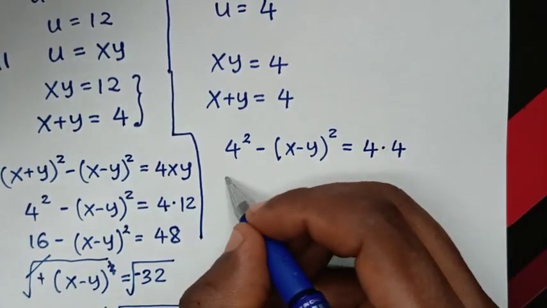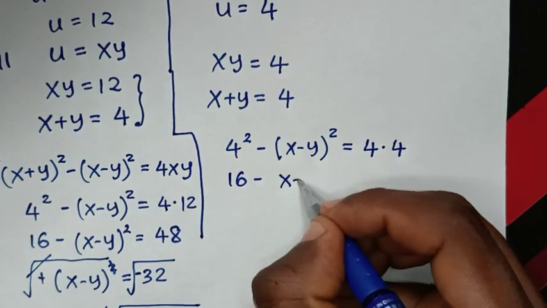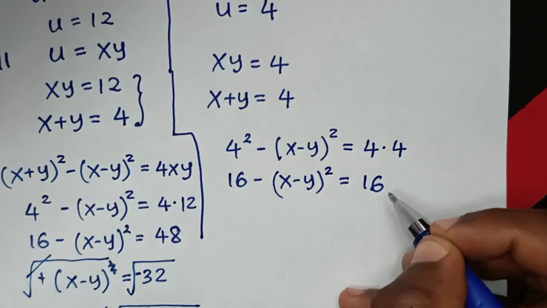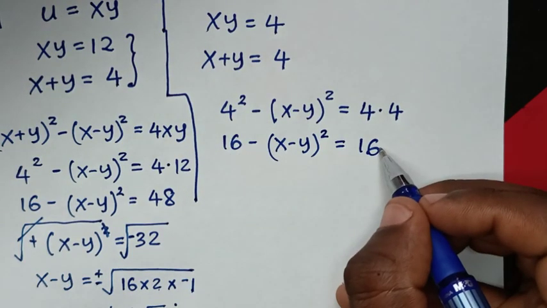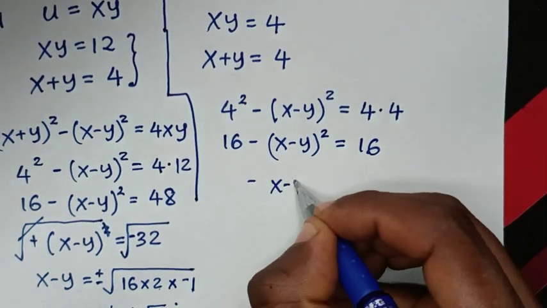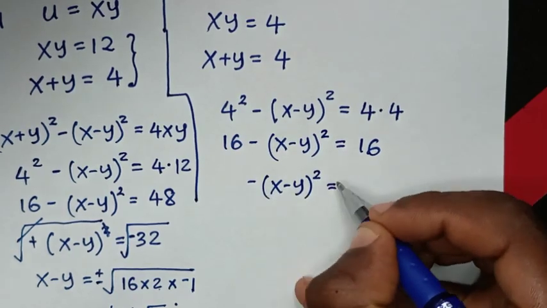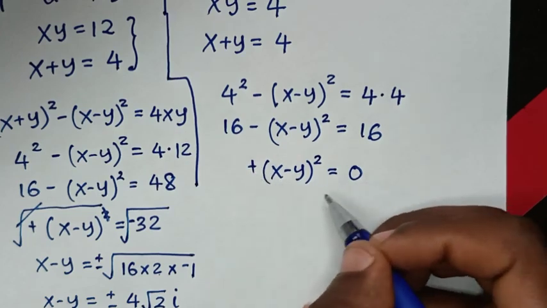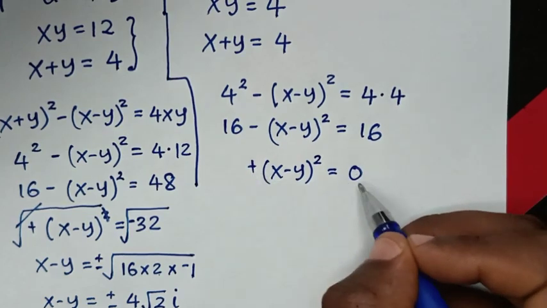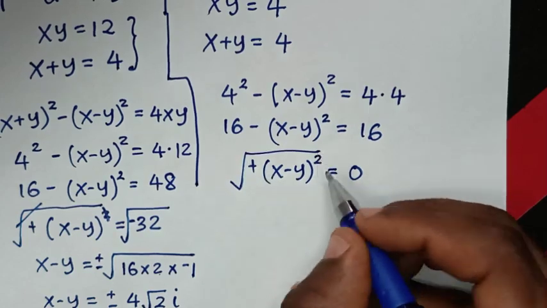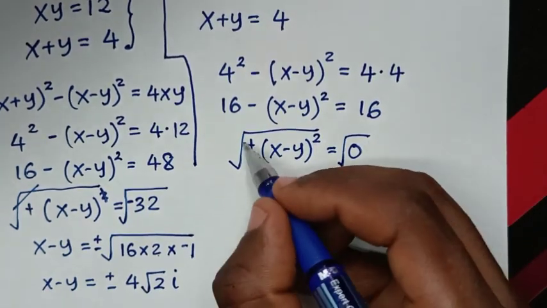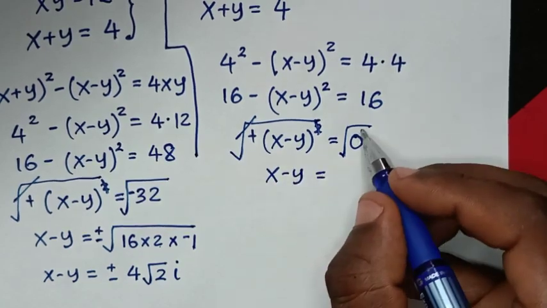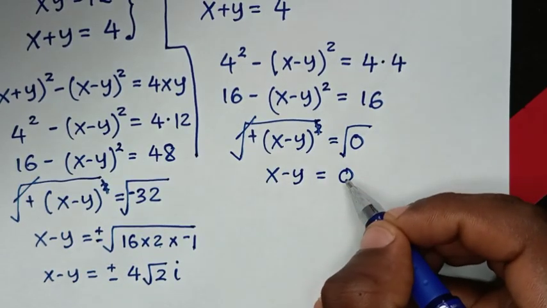Then 4 squared is 16, minus (x minus y) squared is equal to 4 times 4, which is 16. Then we take 16 to this side, so minus (x minus y) squared is equal to 16 minus 16, which is 0. Divide by negative in both sides, this becomes positive. 0 divided by negative 1 is still 0. Then we apply square root in both sides. So the square root will cancel the square, then x minus y is equal to the square root of 0, which is 0.